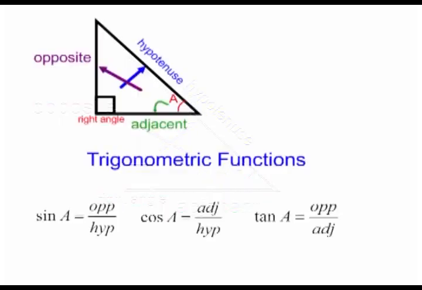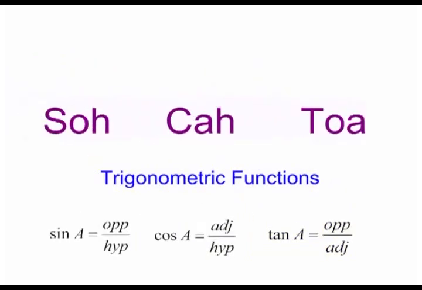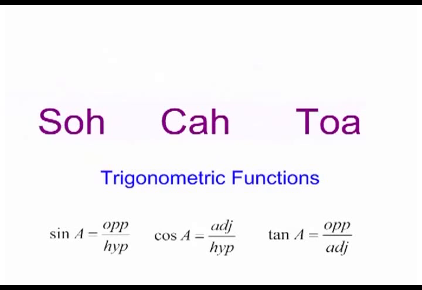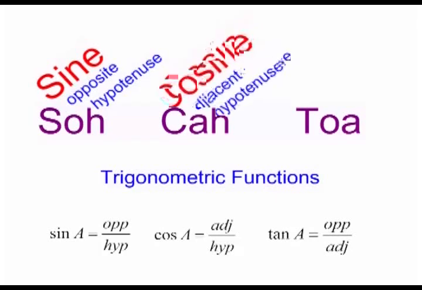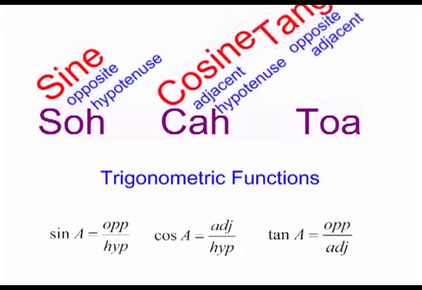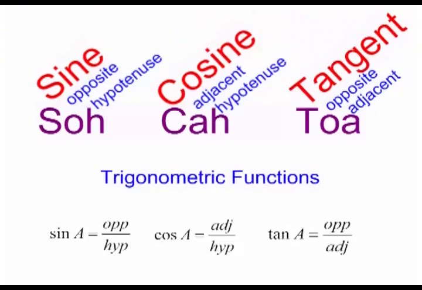Here are the trigonometric functions. Sin A is equal to opposite over hypotenuse. Cos A is equal to adjacent over hypotenuse. And tan A is equal to opposite over adjacent. An easy way to remember that is to use the word SOHCAHTOA. It's just a way to help you remember that sine is opposite over hypotenuse, cosine is adjacent over hypotenuse, and tangent is opposite over adjacent.